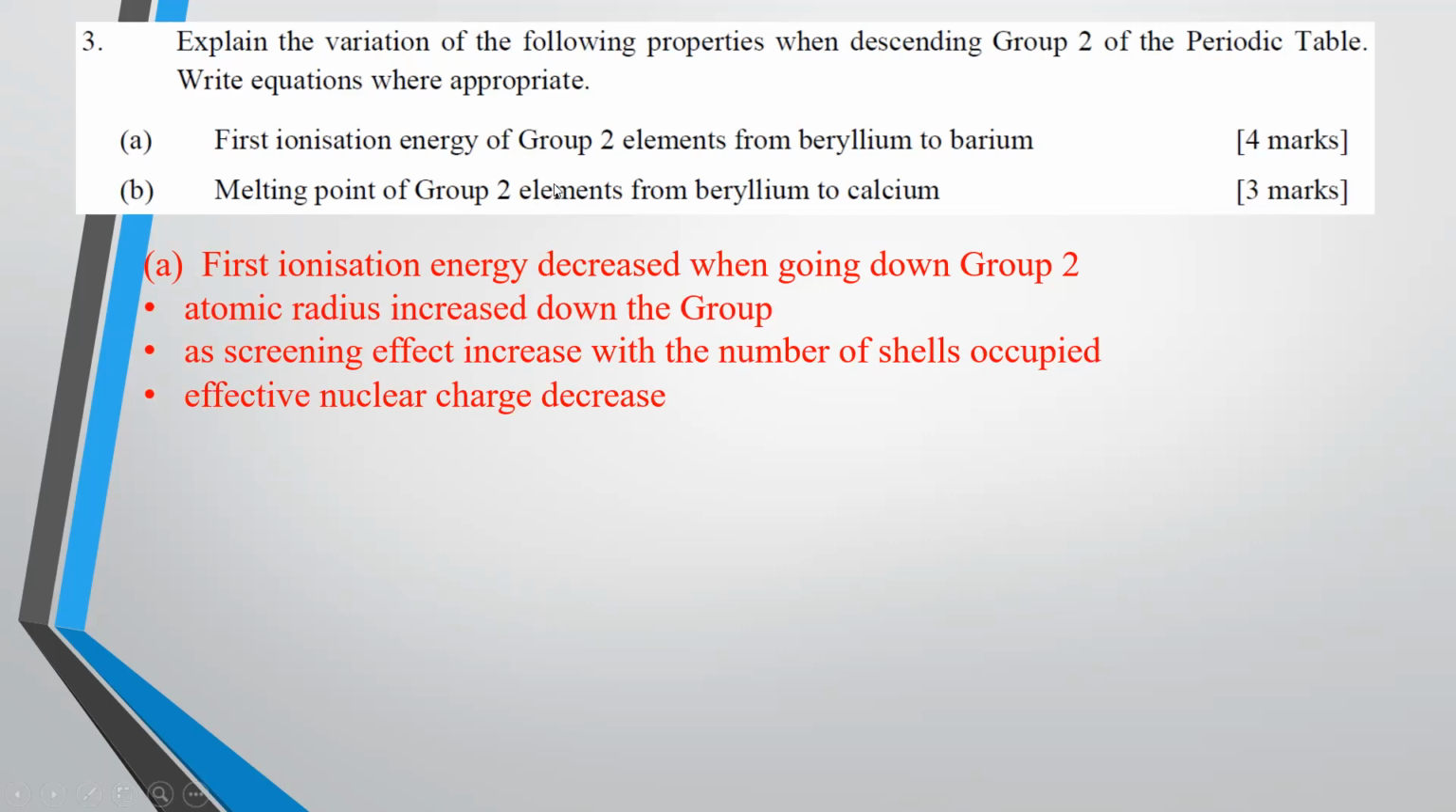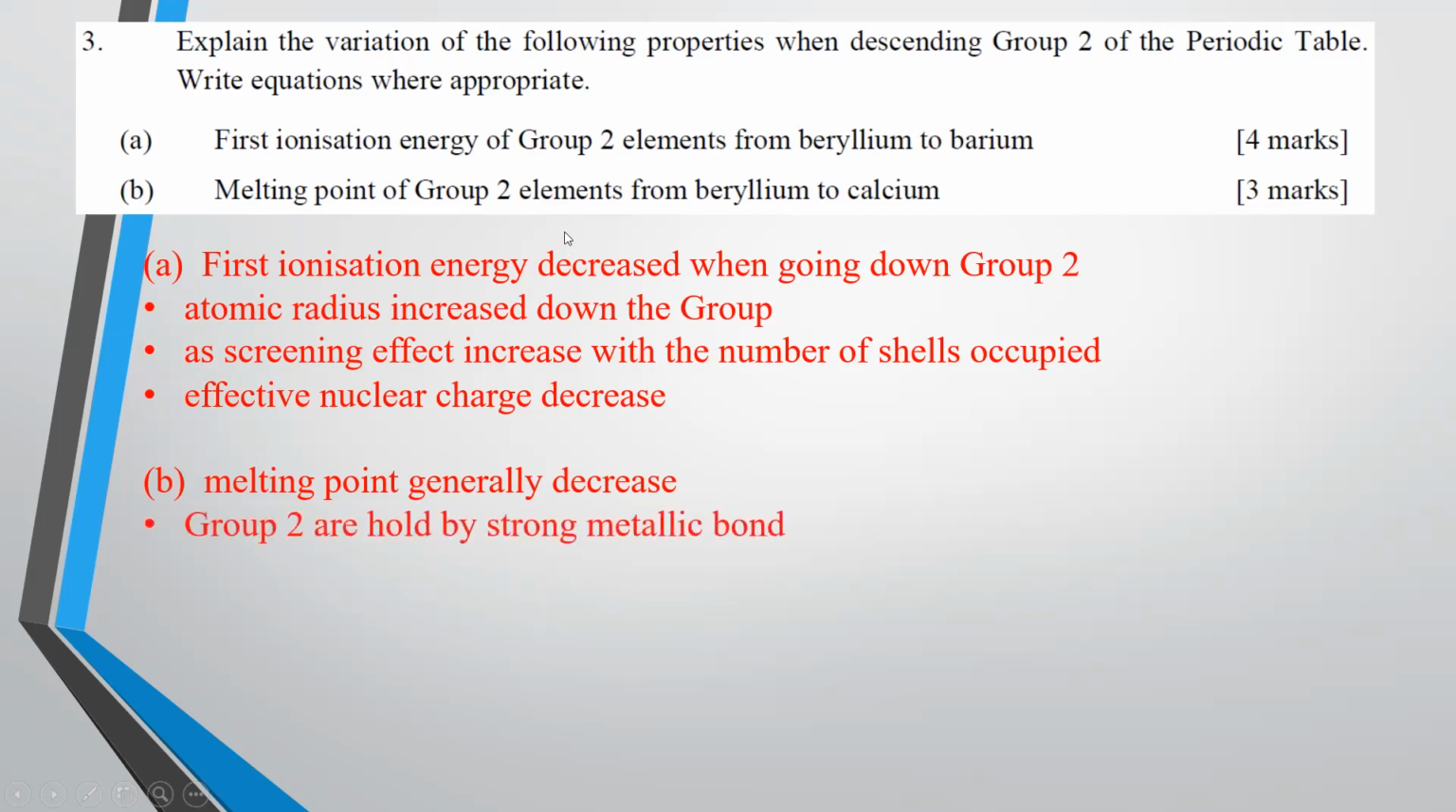And then as for the melting point, you have to mention that all group 2 metals are alkaline earth metals. Generally, all of them are held by metallic bonds. That is the second point that you want to highlight. Only then you highlight that the melting point decreases. So group 2 are held by metallic bonds, and metallic bond strength decreases as the metallic radius increases. So that is how you are going to explain the melting point, and why the boiling point and melting point decrease when going down the group.